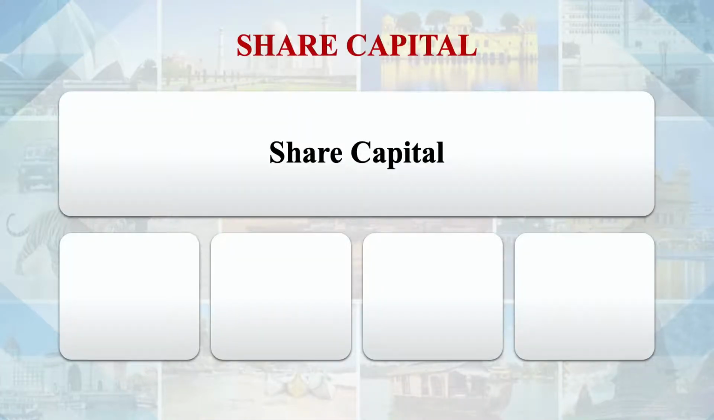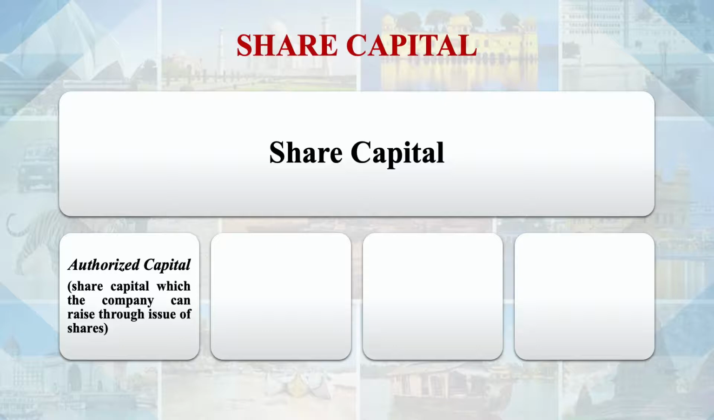Now, if we look into the balance sheet of a company, under the heading of share capital, we can find different kinds of names. Share capital can be authorized share capital, then we find issued capital, then subscribed capital, and then paid up capital. Now, what are these capitals? These are the different names of the capitals depending on what type of capital it is.